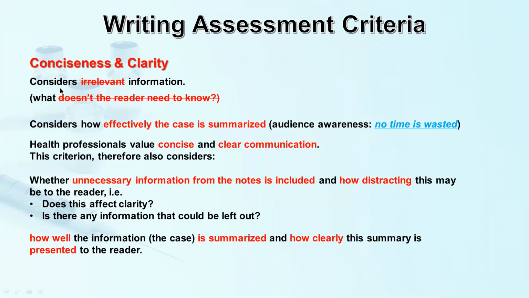While conciseness and clarity considers irrelevant information, what doesn't the reader need to know? Considers how effectively the case is summarized, so no time is wasted. Health professionals value concise and clear communication, and this criterion therefore also considers whether unnecessary information from the notes is included and how distracting this may be to the reader. Does this affect clarity? Is there any information that could be left out? And how well the information or the case is summarized and how clearly this summary is presented to the reader? So in brief, you have to include only the important information in your writing and exclude or omit the irrelevant or unnecessary information.